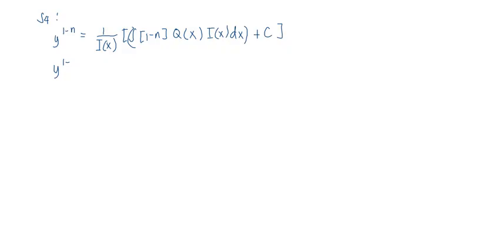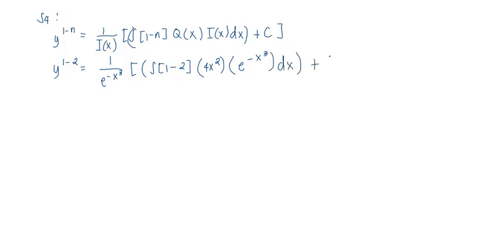The n we identified was 2. So 1 minus 2 is equal to 1 over the I of x, which is e raised to negative x raised to 3, and then times the quantity of the integral of 1 minus 2 times our q of x, which is 4x squared, times our I of x, which was e raised to negative x raised to 3 dx plus c.